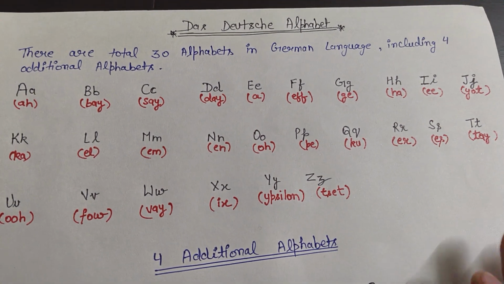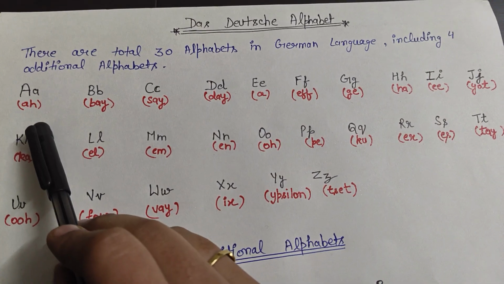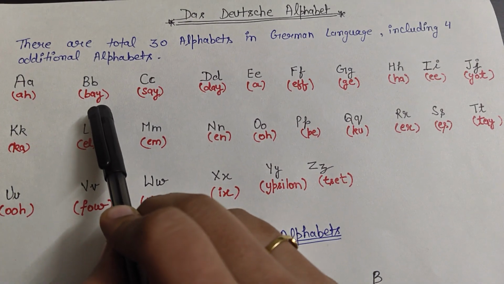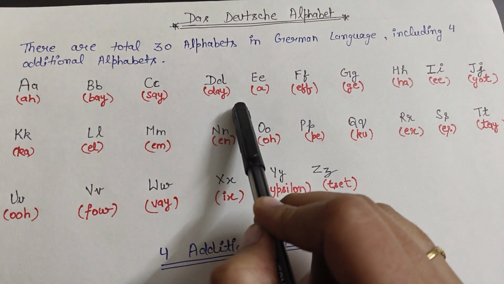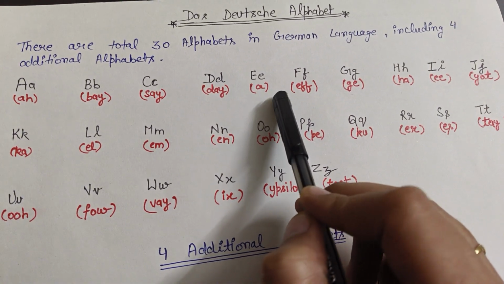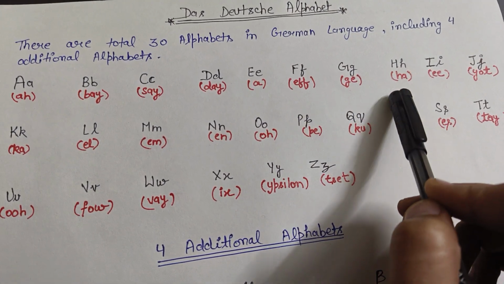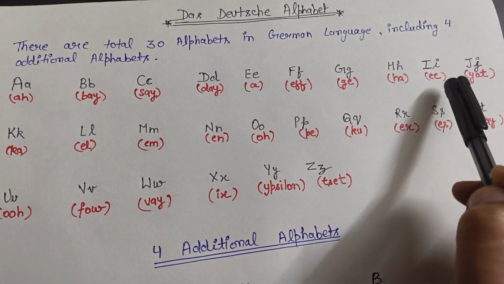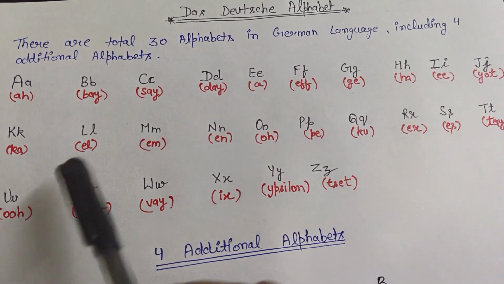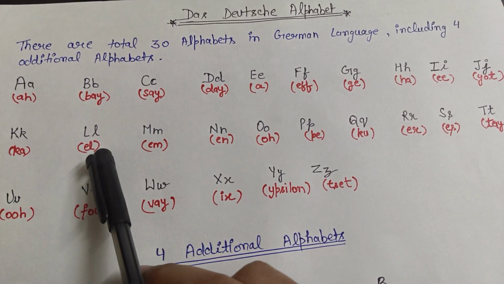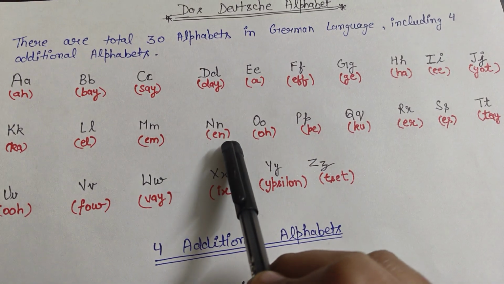So, here the first alphabet, that is A, is pronounced as A, A, B, B, C, say, D, day, E, A, F, F, G, G, H, H, I, E, J, yacht, K, K, L, L, M, M, N, N.